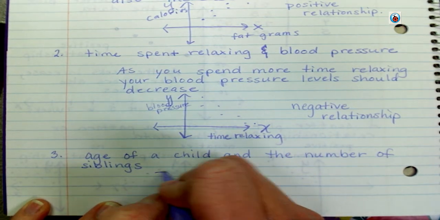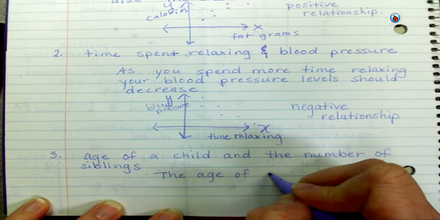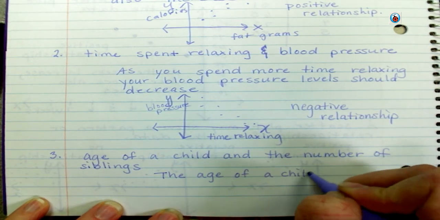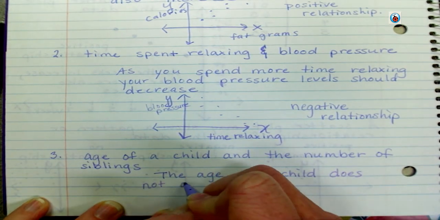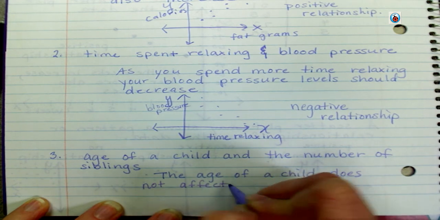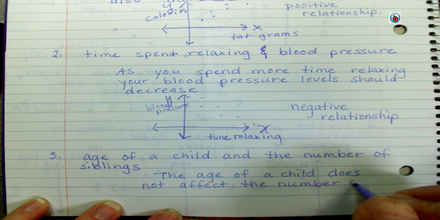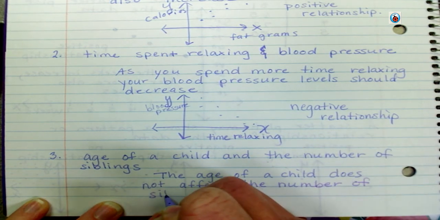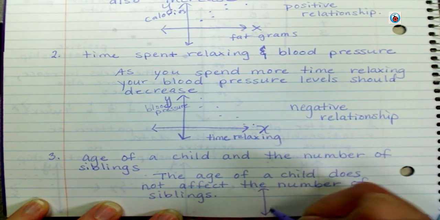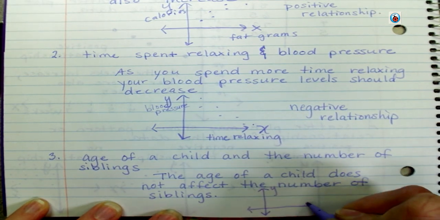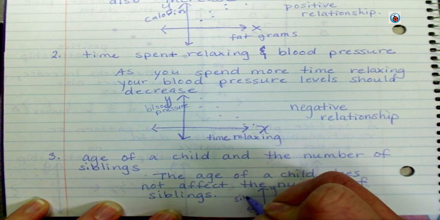So, the age of a child does not affect the number of siblings. On a graph, this could be age, this could be siblings.